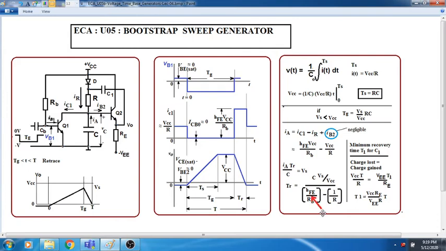Now this VCC is common in both the denominator expressions because IC1 minus IR is HFE into VCC by RB minus VCC by R. So VCC is common, that we are bringing to the numerator. So TR is equal to C into Vs by VCC divided by HFE by RB minus 1 by R. So this is how, using the parameters, we can find out the time taken for the trace to come back to 0. That means retrace time. So we found out what is the trace time, then we found out what is the retrace time. So both of them we have found out. Now that is the last stage.